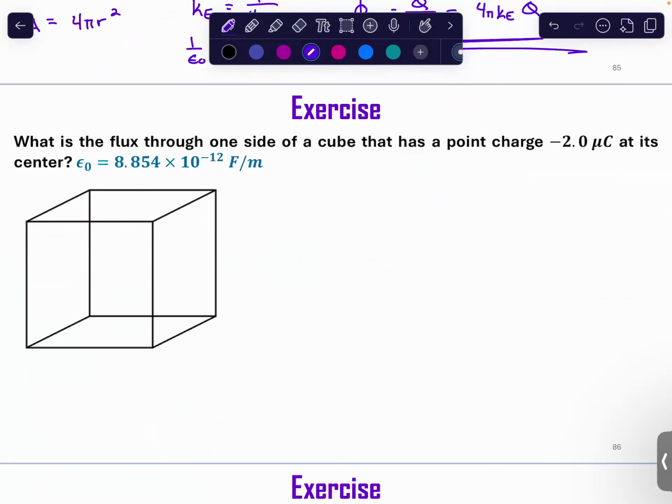Now, what is the flux through one side of a cube that has a point charge of negative 2.0 microcoulombs at its center? So I've given you epsilon 0. We have a new unit here, farads per meter. Farads, F-A-R-A-D-S. I wish it was farads. Could you imagine a unit like we measured in farads?